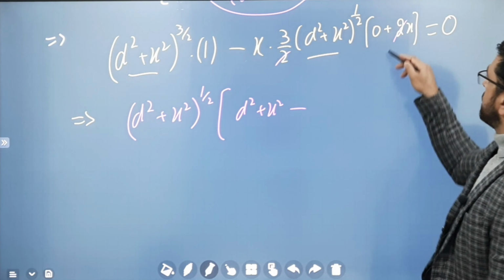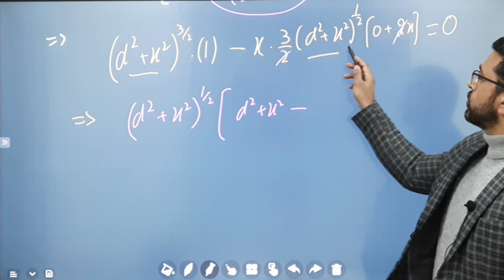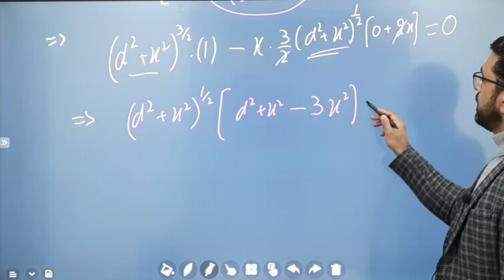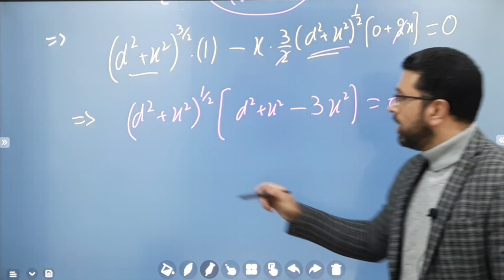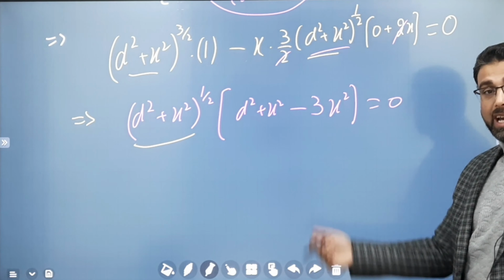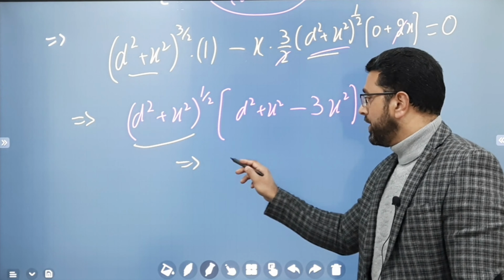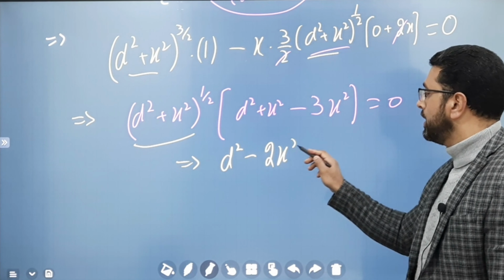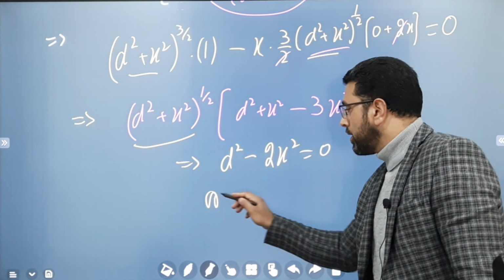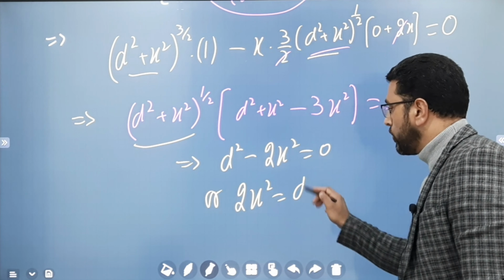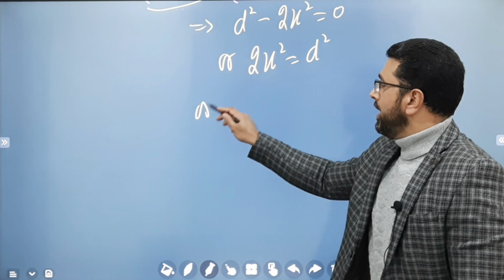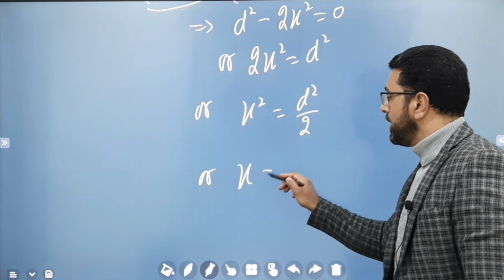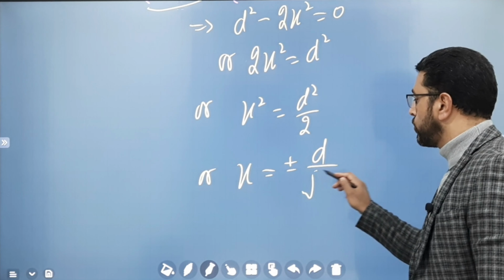Now 2 and 2 cancel out. This is already out. So we're left with 3 x into x, which is x square, equal to 0. Now this thing will shift to this side. 0 will again eat it up. So we're left with d square minus 3 minus 1, which is 2. So minus 2x square is equal to 0, or 2x square is equal to d square, or x square is equal to d square divided by 2, or x is equal to plus minus d divided by root 2.